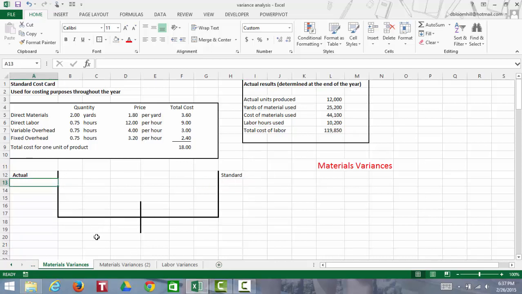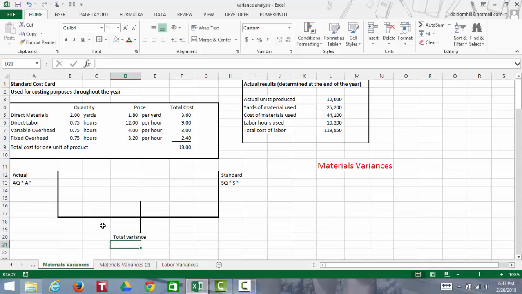So how do you calculate your actual cost? Your actual cost is your actual quantity multiplied by your actual price. How do you calculate your standard cost? Your standard cost is the standard quantity multiplied by the standard price. You're going to see in this example that the only number that is not given is going to be the standard quantity of materials. Every other number is going to be given. So the difference between your total actual cost and your total standard cost is your total variance.